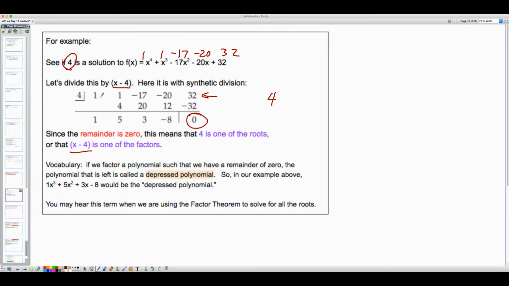Now, I want you to notice, this was x to the 4th, and we're dividing it by x minus 4. So when I divide it, I'm going to get 1, and I'm going to have 1 less x. So this would be 1x cubed, not x to the 4th, then x squared, x, a constant, and the remainder. This polynomial that's left over is called a depressed polynomial because we've factored out one of the terms. And you want to eventually factor out all of the terms so that you get all of your answers, all of your solutions. Okay.